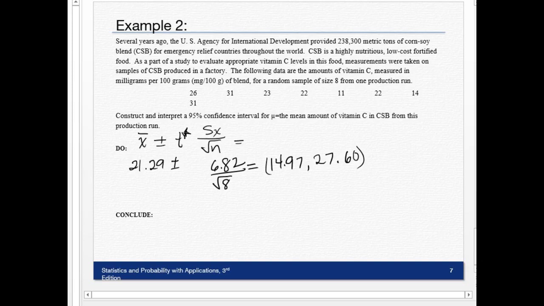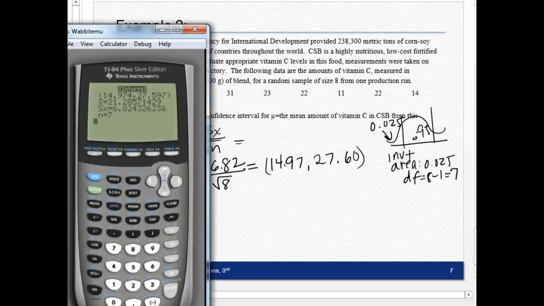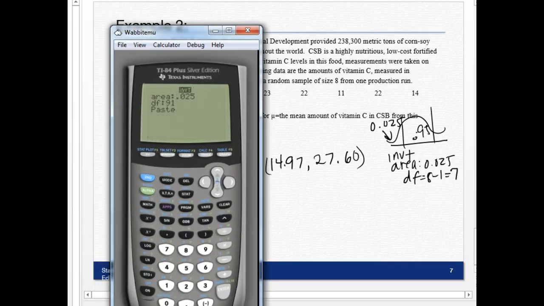Now let's back up for a minute. Let's figure out what is t star for a 95% confidence. So we know that spot right there is 0.025, so I go to inverse t. The area is 0.025, degrees of freedom on this guy. Remember, it's 8 minus 1, so it's just a 7. So if I put that in my calculator, number 4, 5, I need to change my degrees of freedom to 7. So I'm going to use a t-star value of 2.3.